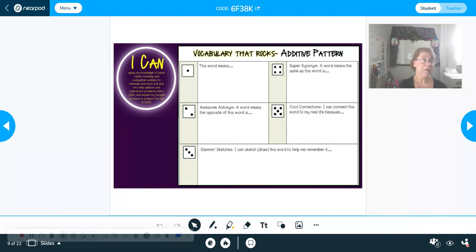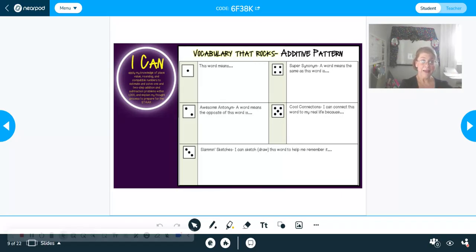It lands, oh, look, it lands on a 4. Super synonym, a word that means the same as. I wrote that just because some kids don't have a strong grasp of synonyms. So just giving them that clue. Synonym, same.